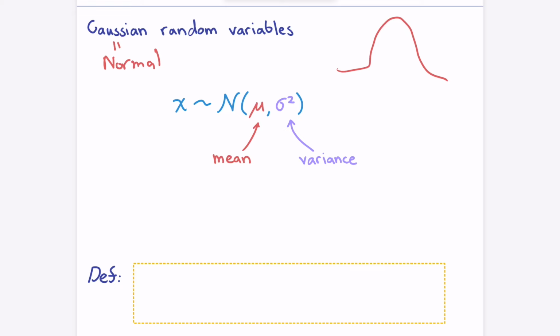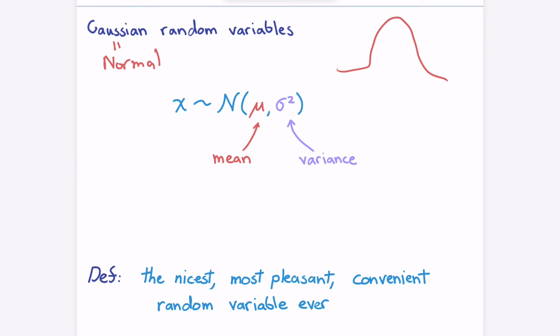One over square root of 2 pi sigma squared times e to the power of minus x minus mu squared over sigma squared. Does that sound familiar? Okay, all right.